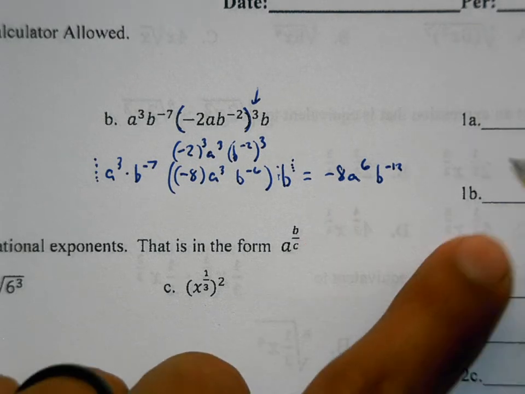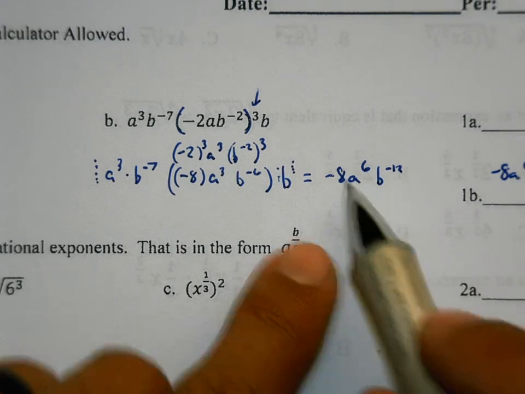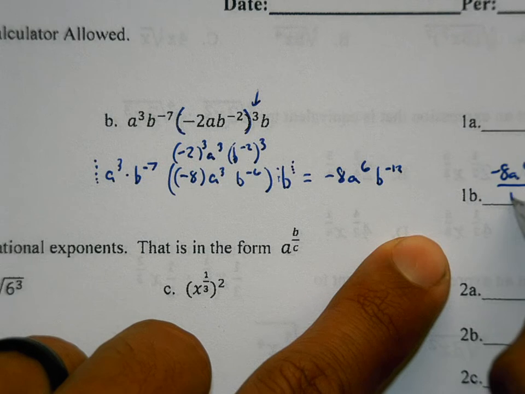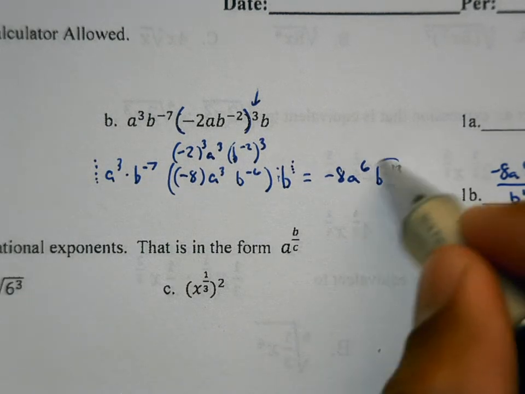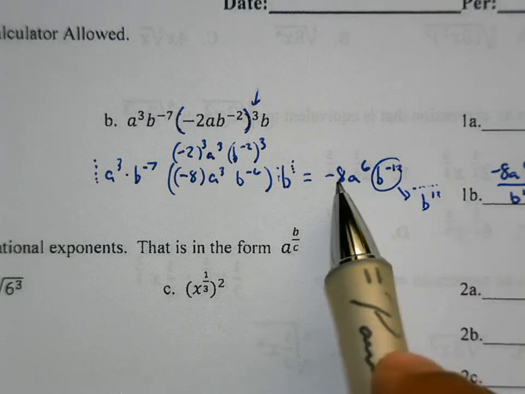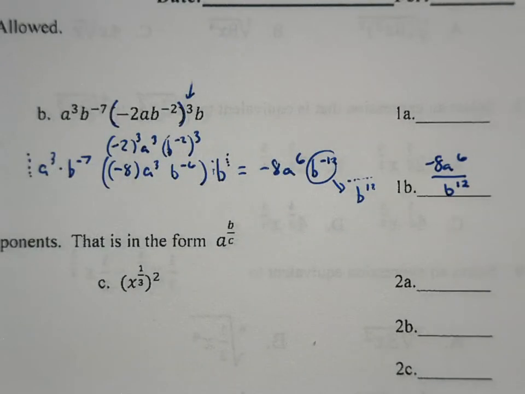So my final answer for 1b is negative 8, a to the 6th. That doesn't change. That's in our numerator over b to the positive 12. This becomes a positive exponent when it goes to the denominator. That means this stays in the numerator. That goes down. That's where I get my final answer from. You can see that. So let me slide it over a little bit.